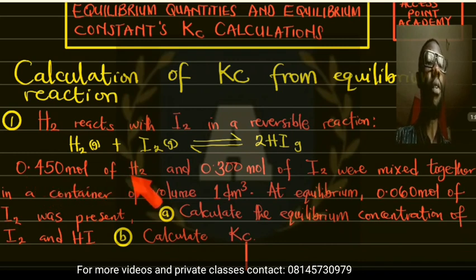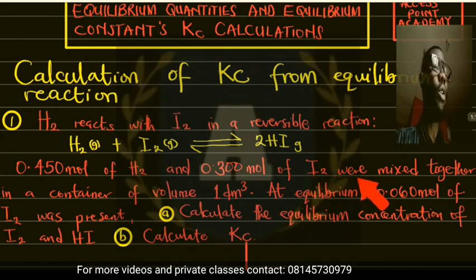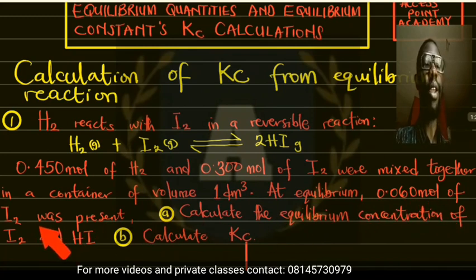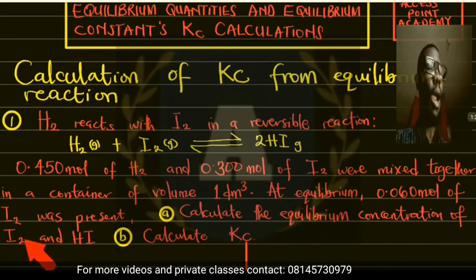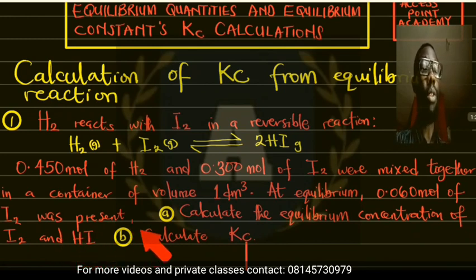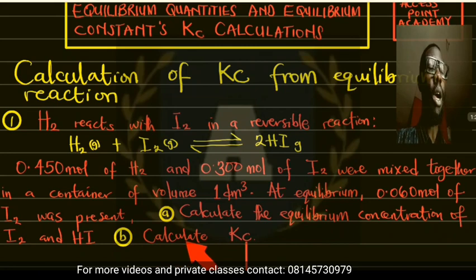0.450 mole of hydrogen and 0.3 mole of iodine were mixed together in a container of volume 1 dm cube. So at equilibrium, 0.060 moles of iodine were present. Now we are asked to calculate the equilibrium concentration of iodine and also hydrogen iodide. And the second part of the question says we should calculate the equilibrium constant Kc.